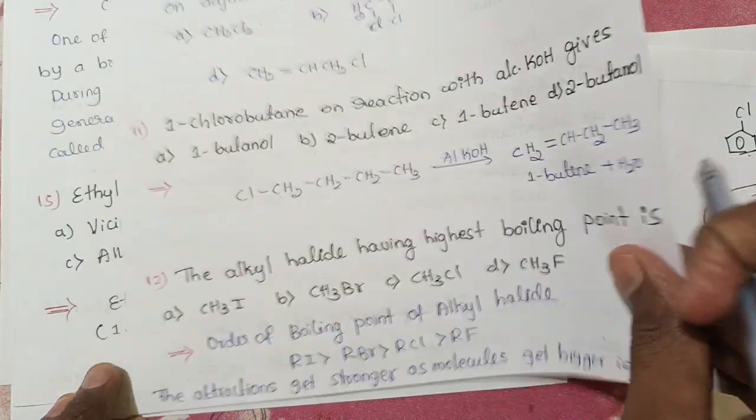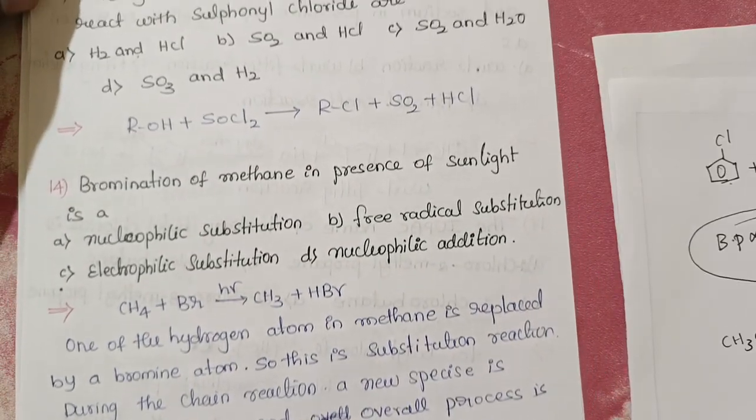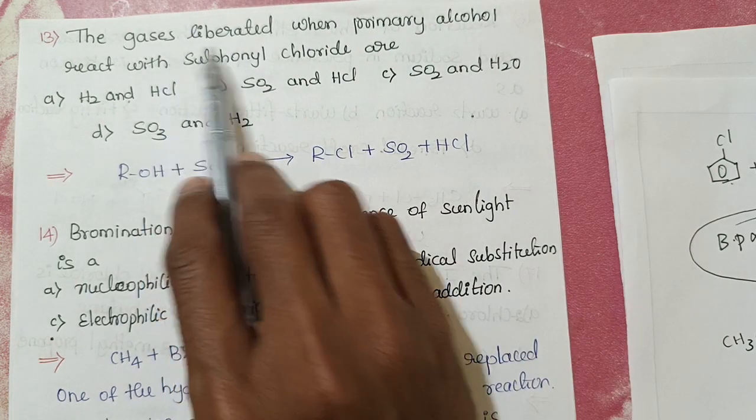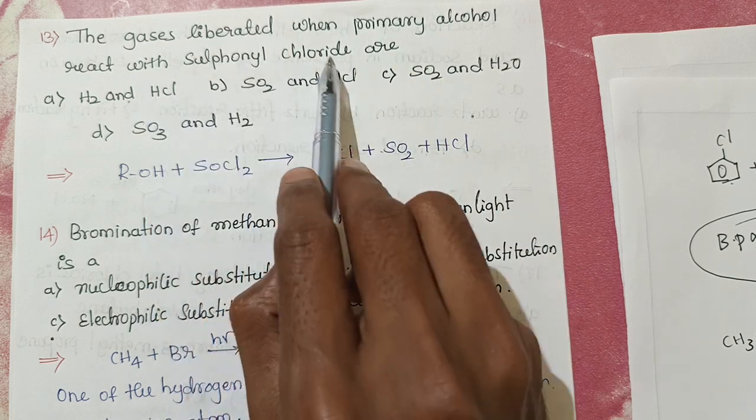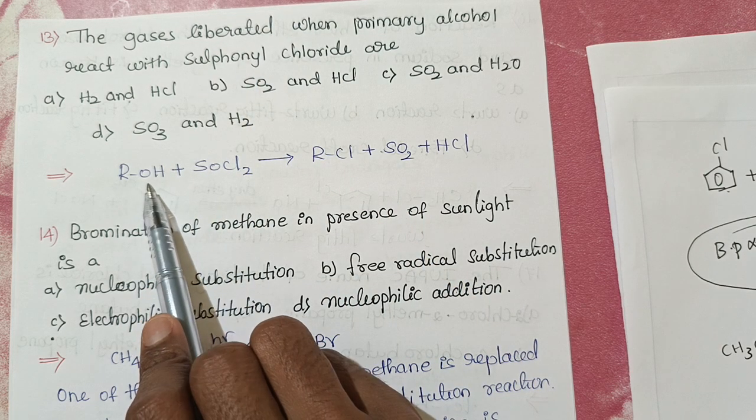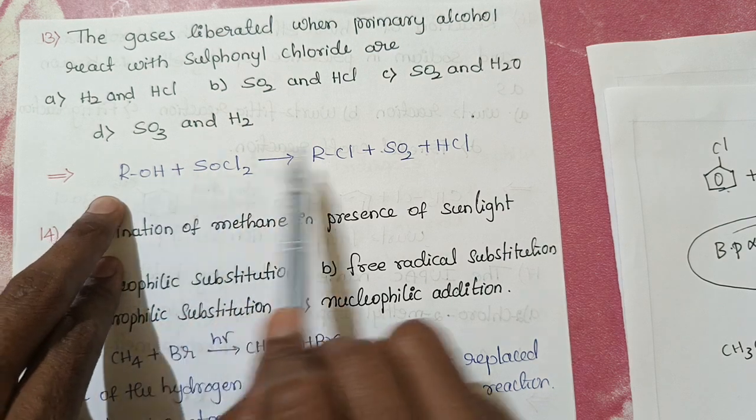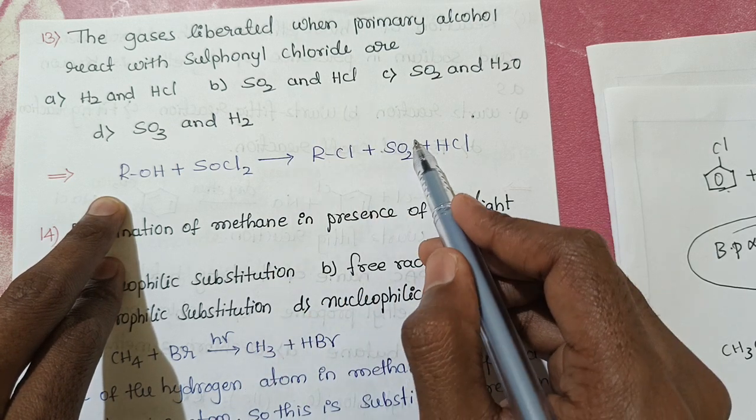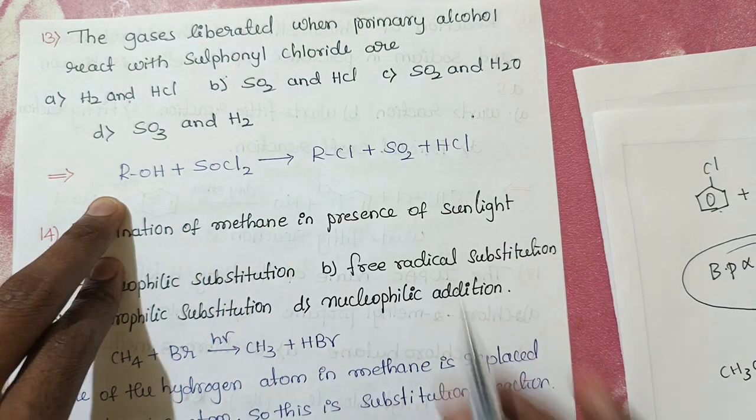Then we go for the next, 13th question. This is one of the reactions from the preparation of haloalkane. The gases liberated when primary alcohol reacts with thionyl chloride. Thionyl chloride is SOCl2. So I wrote the reaction here. Whenever this alcohol is reacted with SOCl2, thionyl chloride, there is a formation of RCl, alkyl chloride. Then there is a formation of SO2 gas as well as HCl. So therefore the correct answer is B.